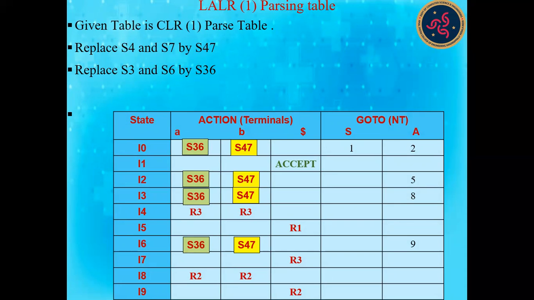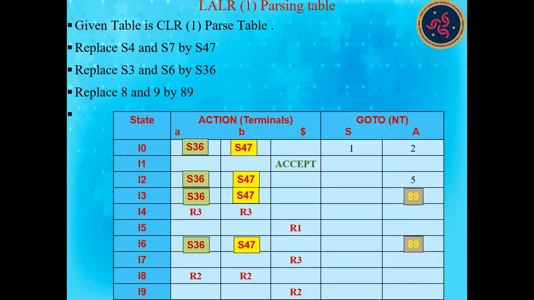Next, we can replace 8, 9. Why is it not S8 or S9? Because 8, 9 represents the final state, right? So there won't be a shift move there. That is why we replace 8 by 8, 9 and 9 by 8, 9.